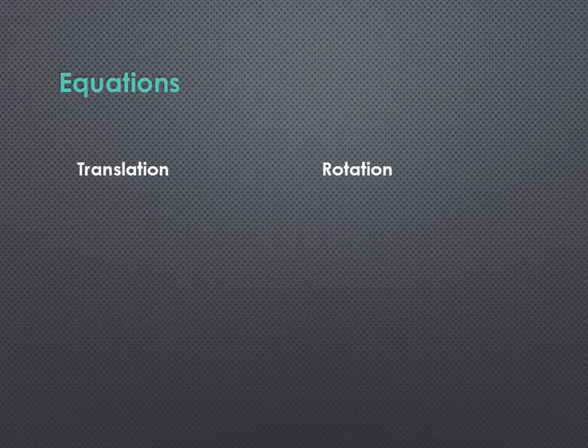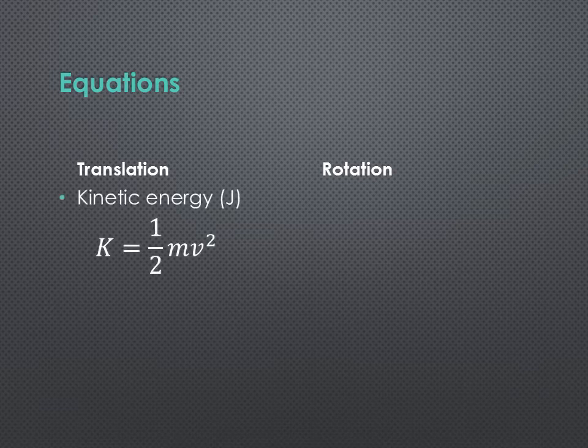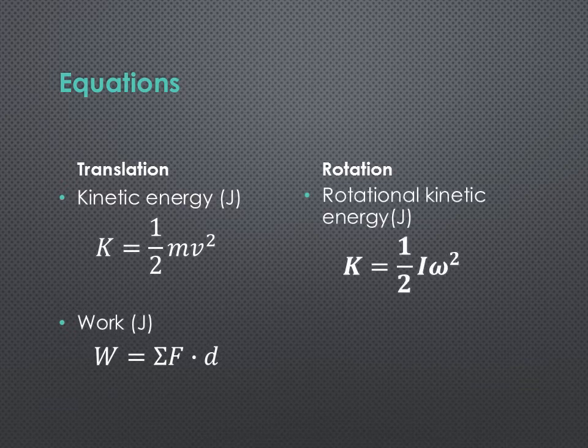So looking at our equations, in translation, we have kinetic energy in joules, 1/2 mv squared, and work also in joules, where it was your net force times the distance. Remember, here it's the dot product, so it was only in the same direction as that distance.